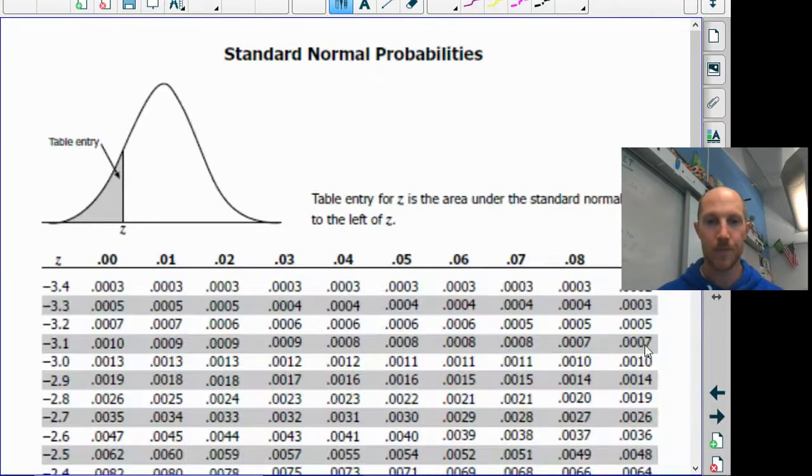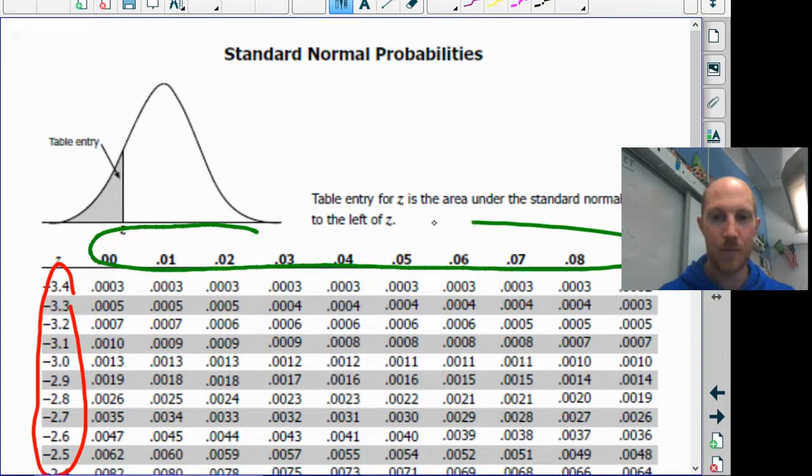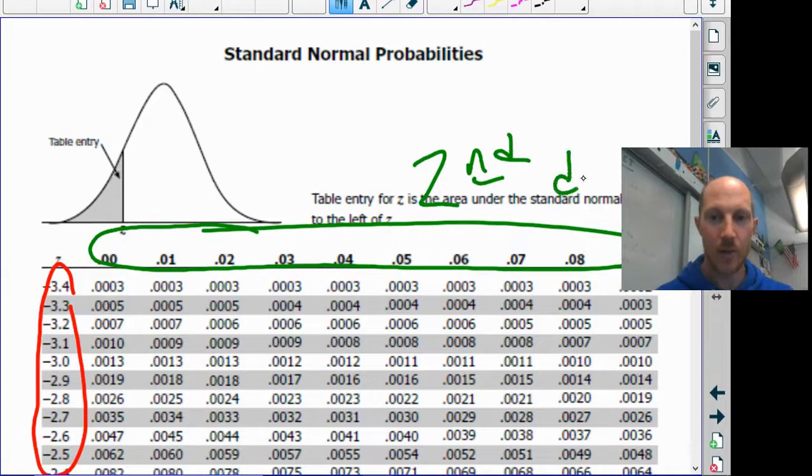So it looks like this. On the left edge, that's where we're going to find those first 2 digits. And across the top, this is where we find that second decimal place.